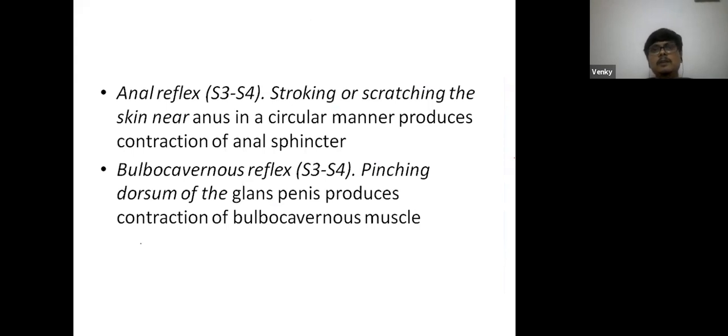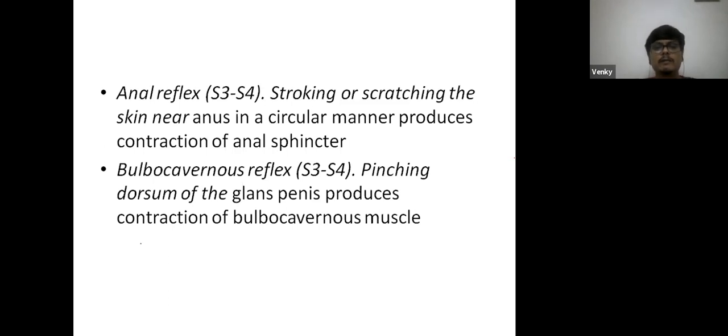So anal reflex is S2, S3, S4. Just stroking or scratching the skin near the anus in a circular manner produces contraction of the anal sphincter. Before doing the anal reflex, you have to see the anal tone. Insert your finger into the anus and see the anal tone, whether it grips. Normal will be contraction of the muscle, and your finger will be held tightly. However, in upper motor neuron lesion, hypertonic tone will be seen. In lower motor neuron lesion, flaccidity will be seen in the anal tone.